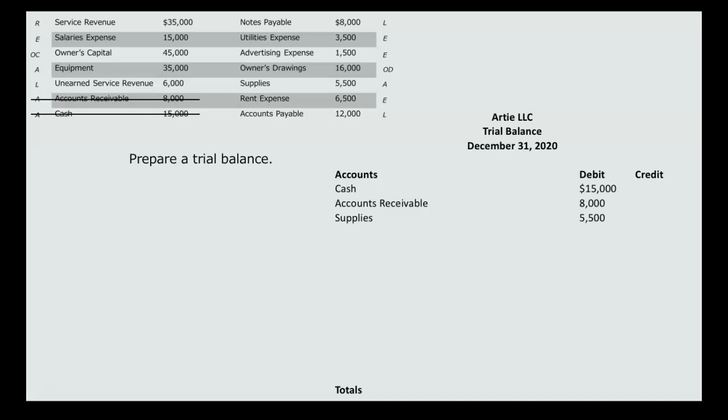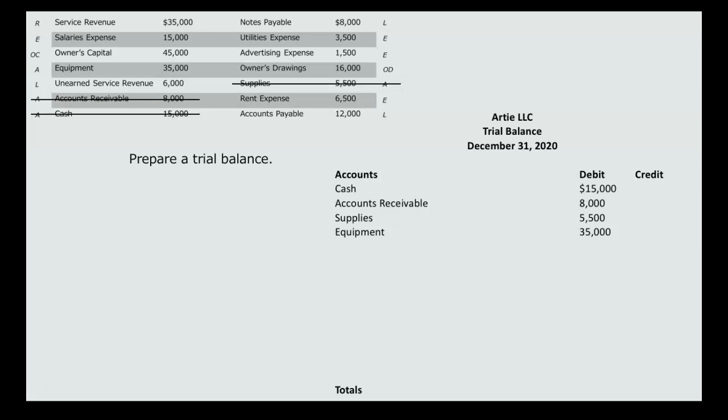Now, we have one asset left, so we list the $35,000 balance for equipment after supplies. So we have all of our assets listed on this trial balance.